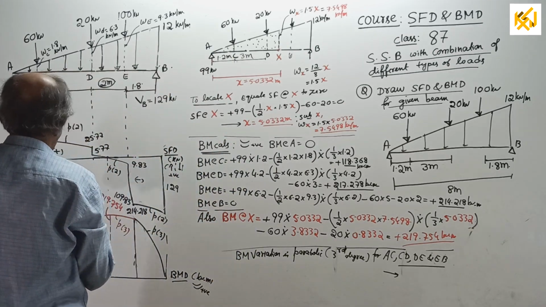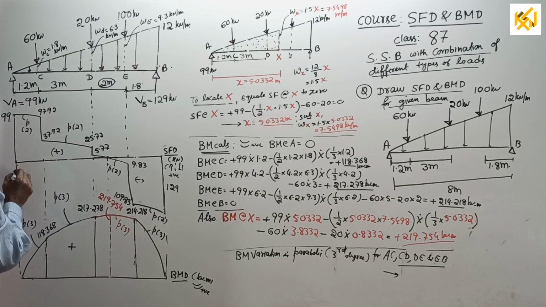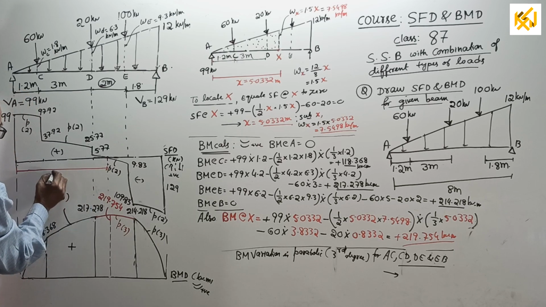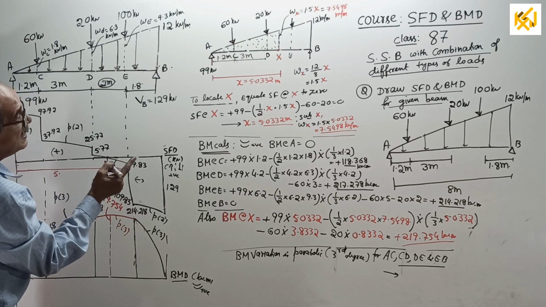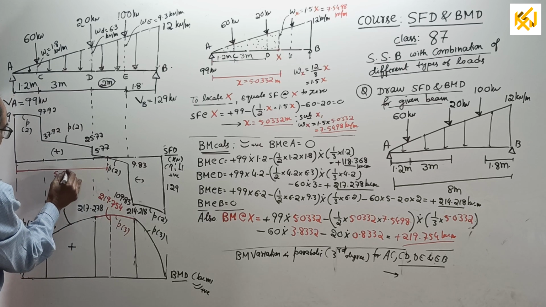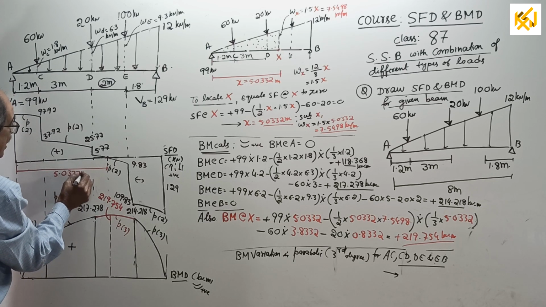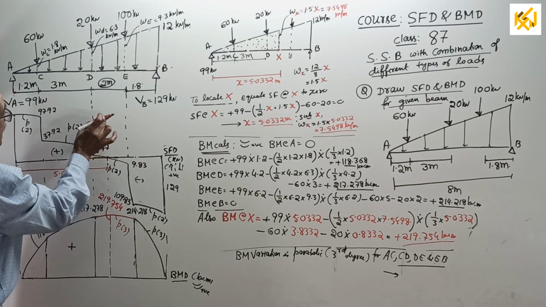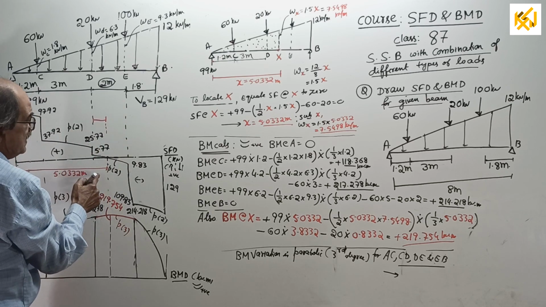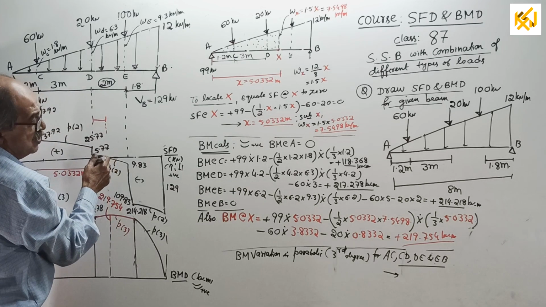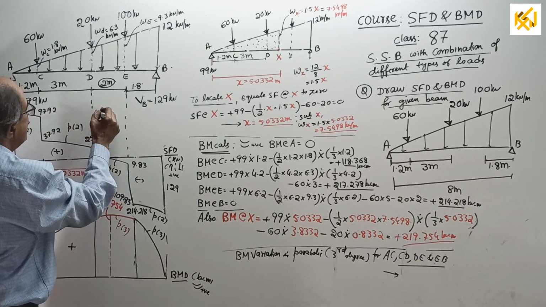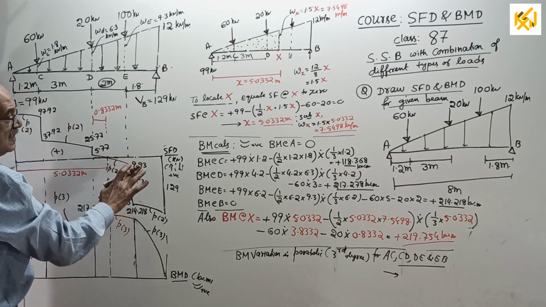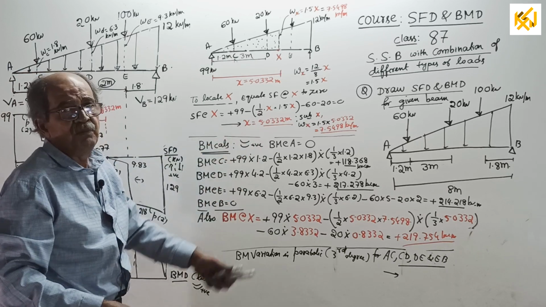See, what you got is this distance from here to here, we got 5.0332 meter. Or you can do one thing. You can write, if you want, what is this distance from the nearest point? From 5.0332, subtract 4.2, you will get 0.8332 meter. This you can calculate if you want. So this is now ready for BM calculation.